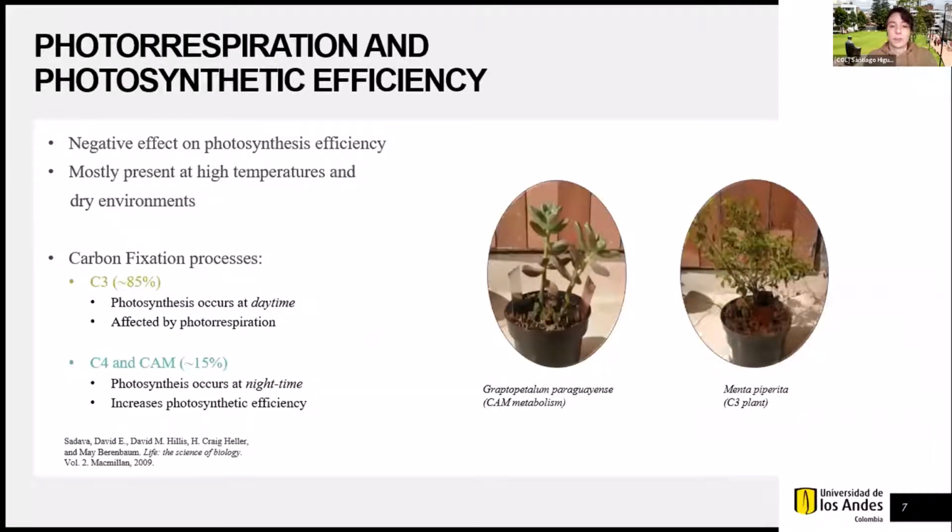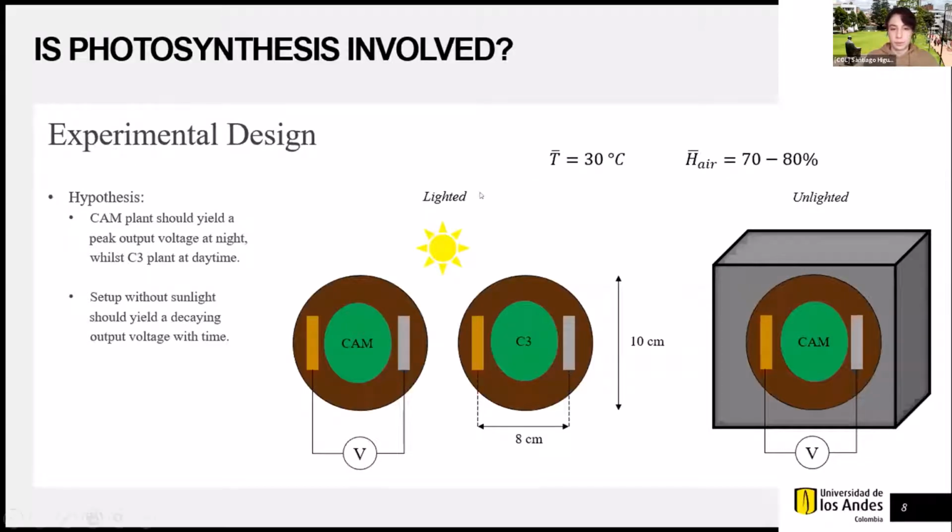So what other experiments can we conduct? We can take advantage of photorespiration and the different metabolisms of plants in order to determine whether photosynthesis is indeed involved or not. For this, we will make a comparative experiment between a CAM metabolism plant and a C3 plant. What is important between these plants is that C3 plants do metabolism during daytime, and CAM plants do metabolism during nighttime. So we would expect that voltage rises accordingly. We made several measurements in time. This is the schematic setup that we built, and we also made a control unlighted setup.